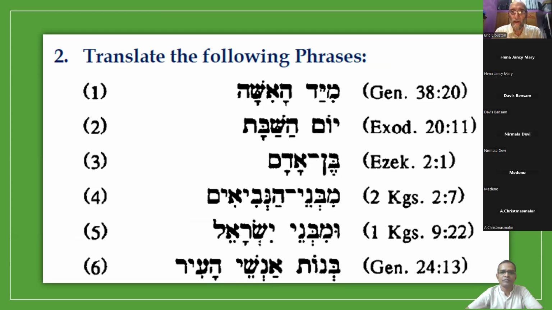So next one. Yom HaShabbat. So Yom is day, and Shabbat sounds like the Sabbath. So the Sabbath is at the end. So if it's the Sabbath, it must be the day of the Sabbath. Fantastic. The next one.